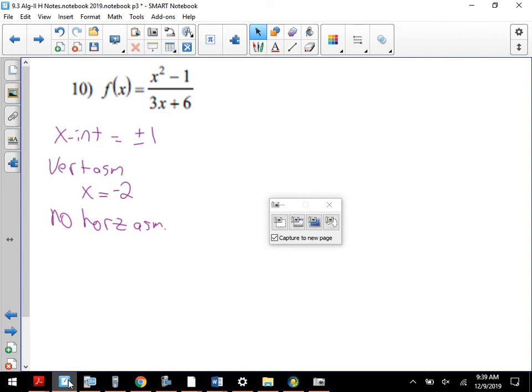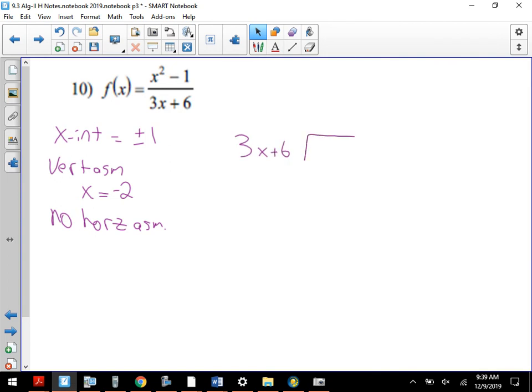Since there's a slant asymptote, we have to do our long division. So we have 3x plus 6 into x squared plus 0x minus 1. Remember, always do placeholders. When I go from here, then what do you multiply? We all know it's going to be at some value of x, but what do you multiply 3 by to turn it into 1?